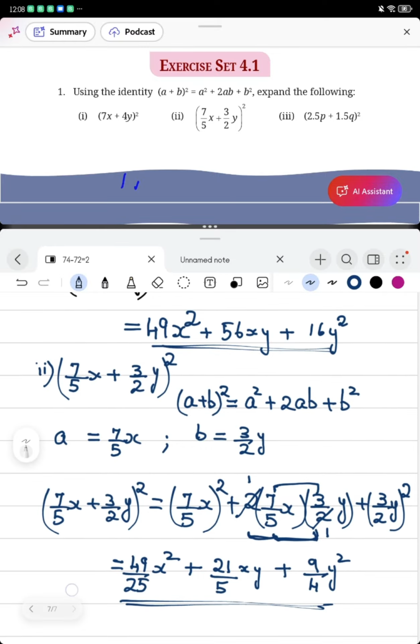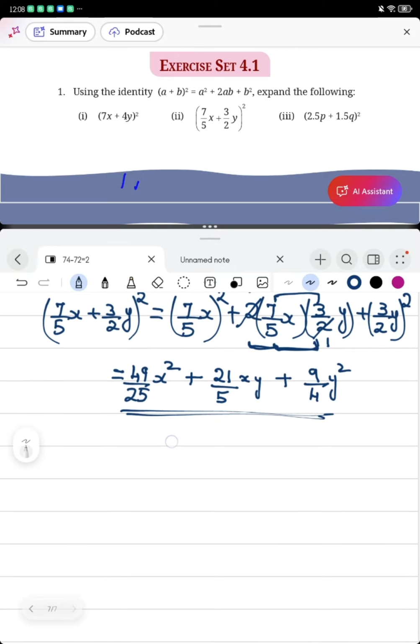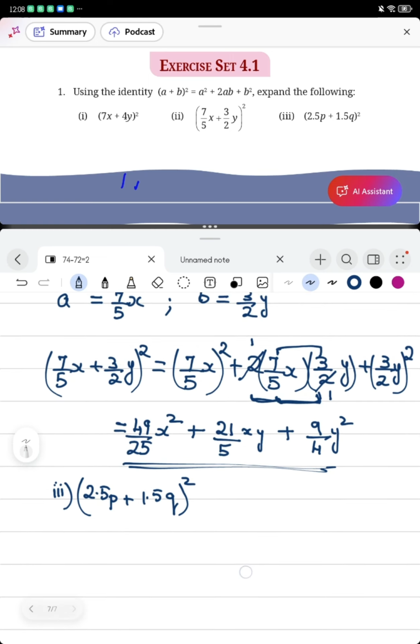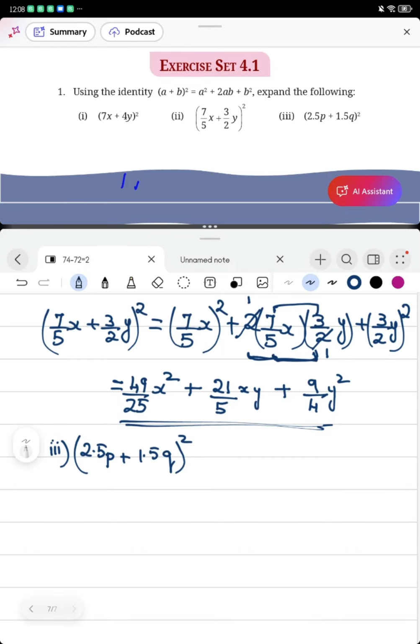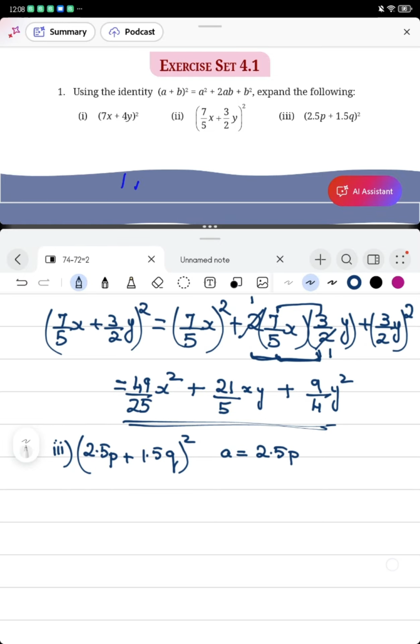Now let's move on to the next bit of the first question, which is the third bit. Third bit is (2.5p plus 1.5q) whole square. Okay, now I will not be writing it once again, a plus b whole square. I will just write a is equal to 2.5p and b is equal to 1.5q.